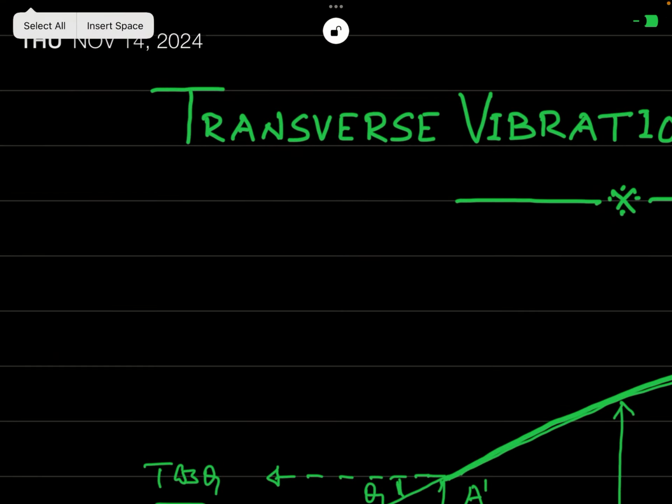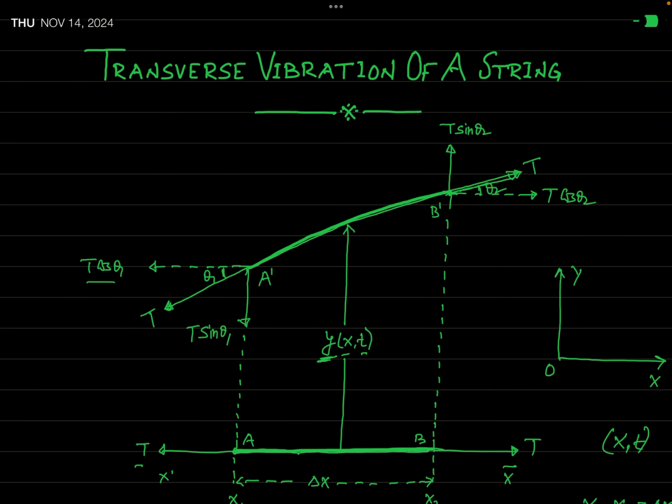Okay. And in a similar manner, when you resolve this tension T acting at point B dash, its x component will be T cos theta 2. This T cos theta 2 is in the positive x direction, while this T cos theta 1 was in the negative x direction. And the y component, or the vertical component, of this T will be T sin theta 2.